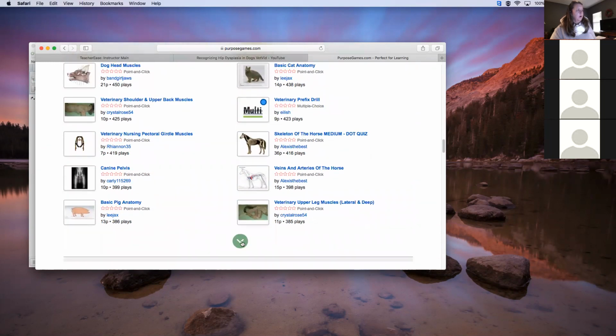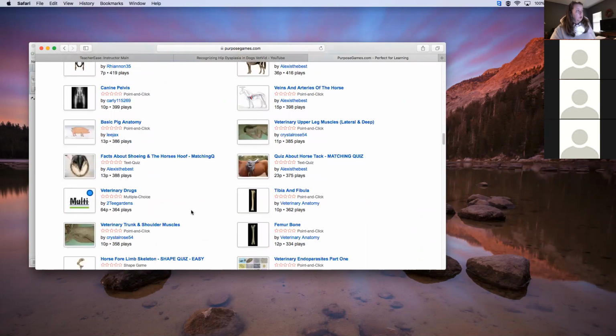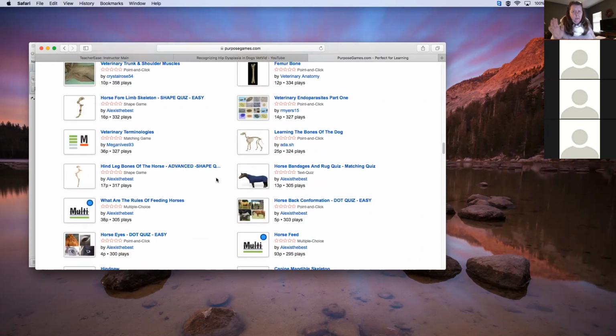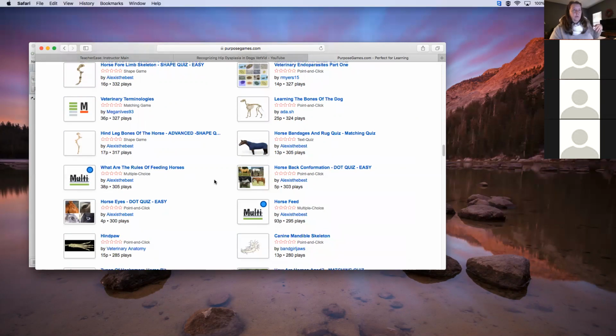Now, some are good games and some are not great. Let me give you an example. It'll tell you how many times the game has been played. The higher the number of plays, usually the better the image is. Sometimes you'll see one that has 10 plays, okay? Anybody can go on here and make a purpose game. So there are ones that are better than others.